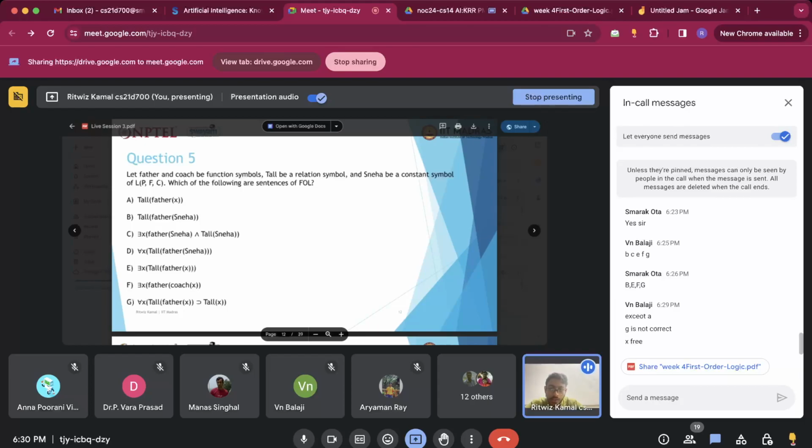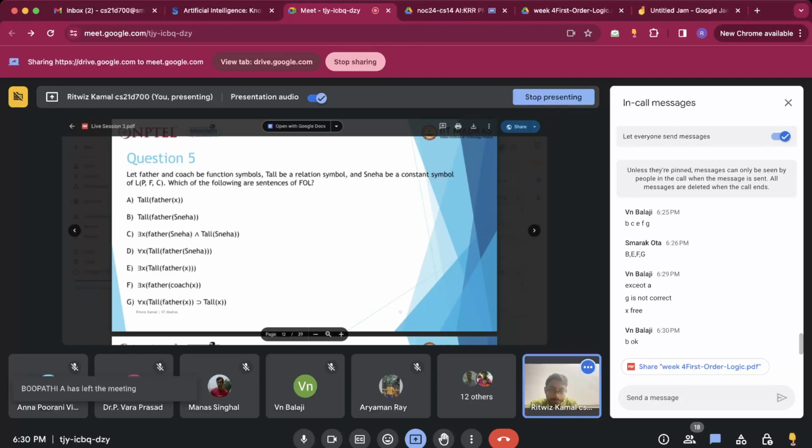Tall father Sneha. So here Sneha is a constant, father is a function, and tall is a predicate. That's right, B is correct. Why? Let's break it down step by step. Sneha is a constant, right? And a constant is a term. And a function containing a constant is also a term. So father Sneha, this is a term.